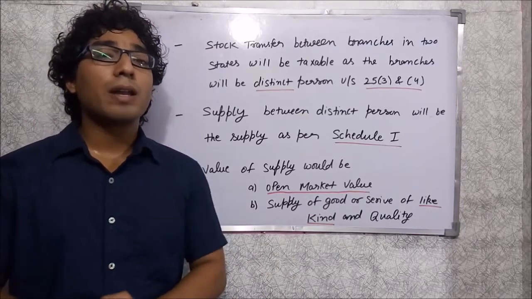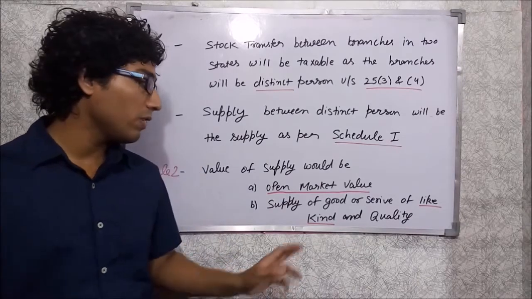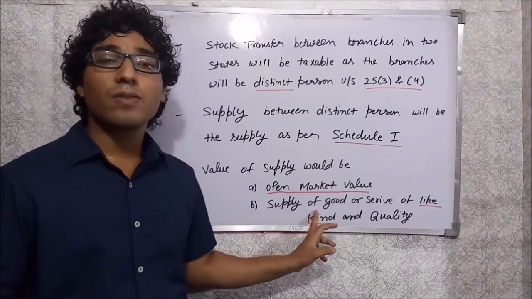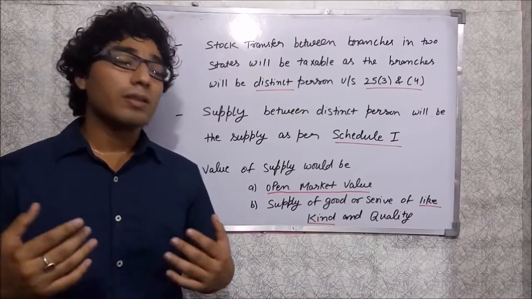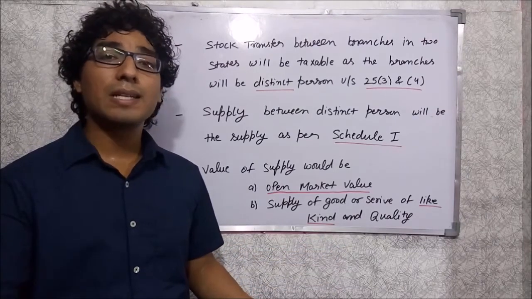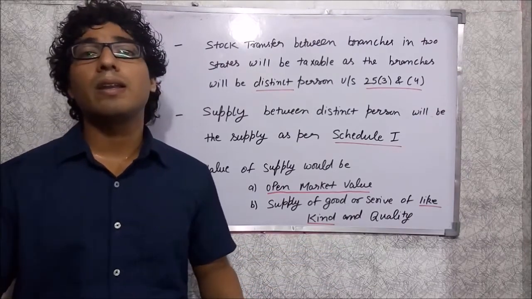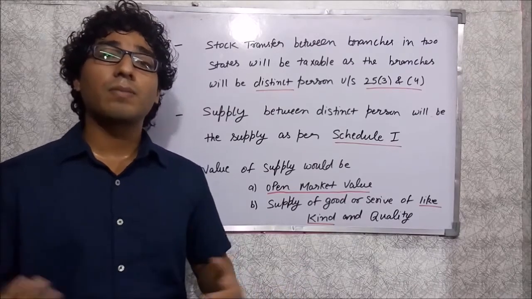And if the open market value of such supply of goods or services is not known, then the valuation will be the supply of goods or services of like kind and quality. So whatever will be the supply of like kind and quality of the goods or services will be taken as a value for determining the valuation of goods or services if there is a transaction between distinct persons.